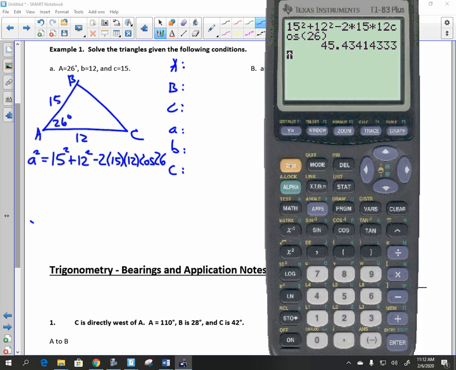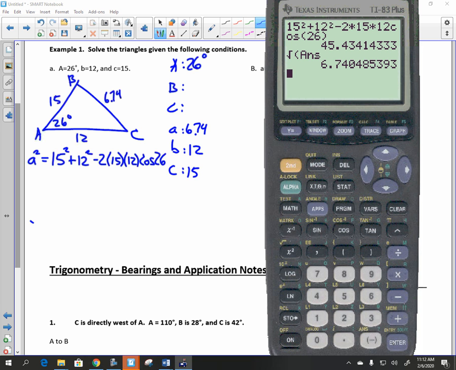Square root. 6.74. I now have all of my sides. A is 6.74, B is 12, C is 15. Angle A is 26 degrees. That wasn't too bad, was it? You just type it in and let the calculator do the work for you.